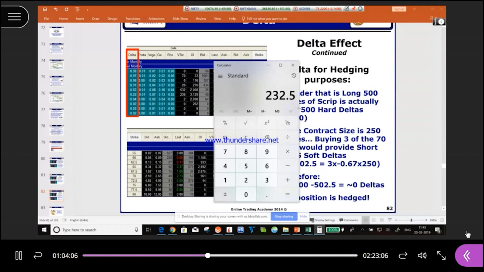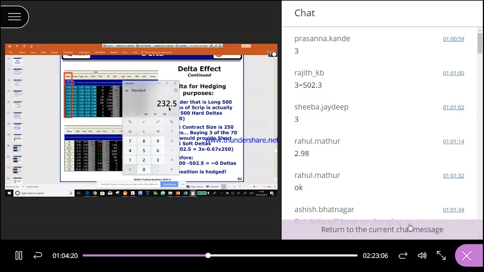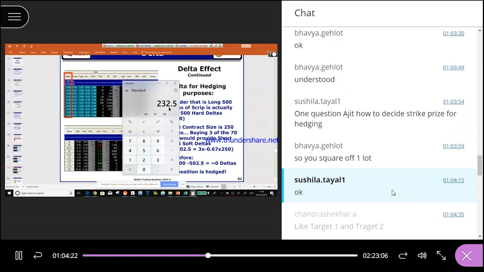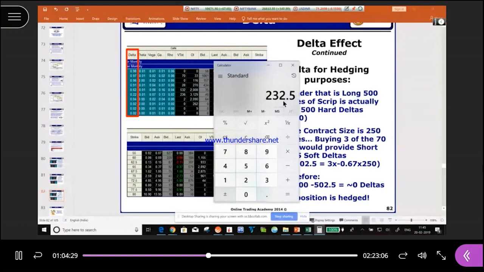Okay, so you square off one lot. So now you need only two lots to hedge it. Sushil, I told you, right? All these nitty-gritties are a part of Proactive Investor. So keep on modifying your lot size till you hit a higher time frame demand zone, and/or exit your underlying stock position.